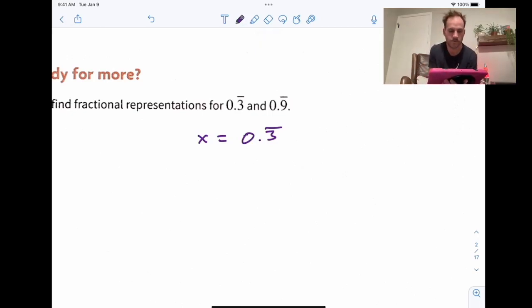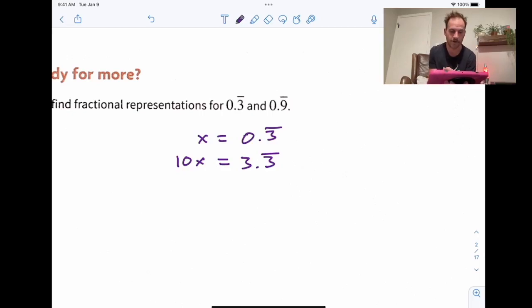So what we want to do is multiply both sides by 10. So we'll multiply x by 10, we get 10x. If we multiply 0.3 repeating by 10, well, that just moves the decimal one over. So we end up with 3.3 repeating, right? Where we've got all those 3's, so on and so forth. But I'm not going to write those all out. All right, so we have this.